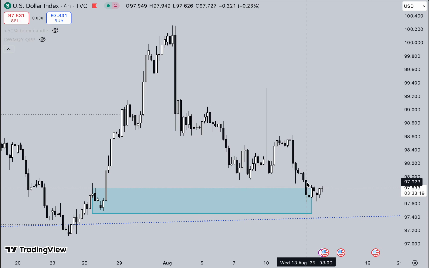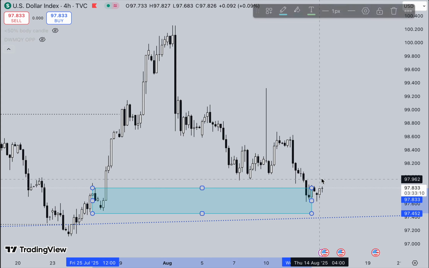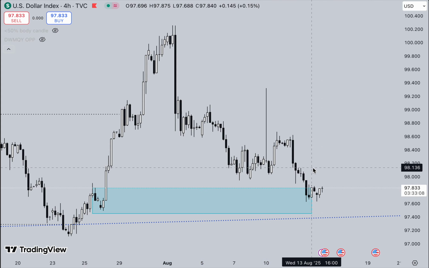So now what do we have? We want to see a change of character, right? So we have here push down, push up, and then this broke structure, and now this is our fractal high at 98.13, and these are fractal lows. We want to see perhaps one more push down, and then this becomes our fractal high. If we see that change, then we just enter and go with it.